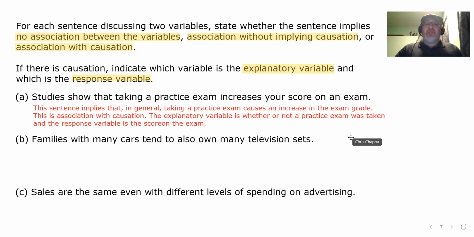The sentence implies that in general, taking a practice exam causes an increase in the exam grade. This is an association with causation. The explanatory variable is whether or not a practice exam was taken, and the response variable is the score on the exam.